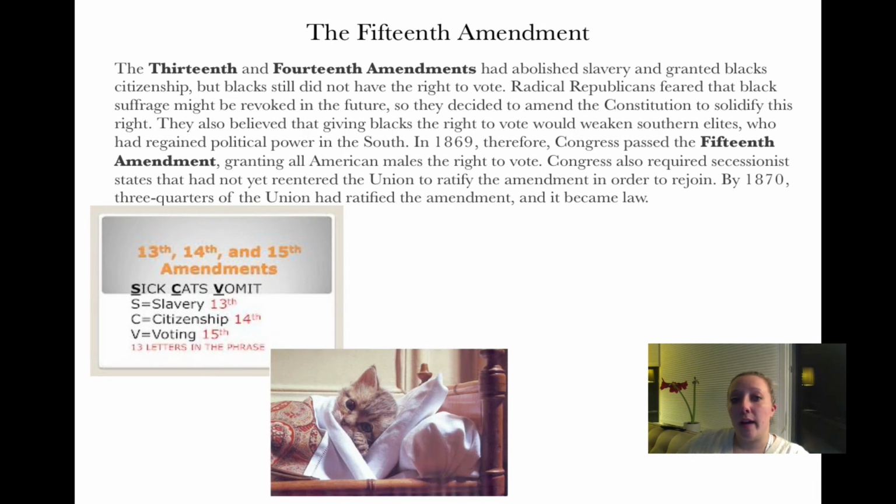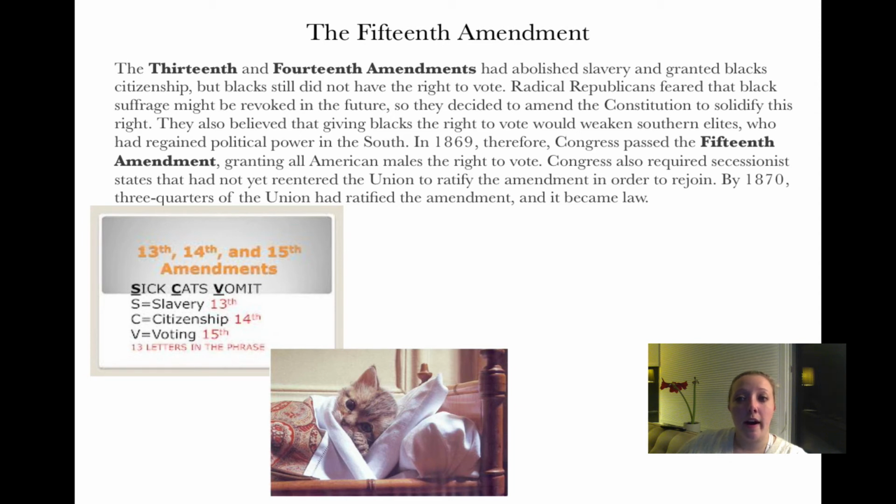The 13th and 14th Amendments had abolished slavery and granted blacks citizenship, but blacks still did not have the right to vote. Radical Republicans feared that black suffrage might be revoked in the future, so they decided to amend the Constitution to solidify this right. They also believed that giving blacks the right to vote would weaken Southern elites, who had regained political power in the South. In 1869, therefore, Congress passed the 15th Amendment, granting all American males the right to vote.